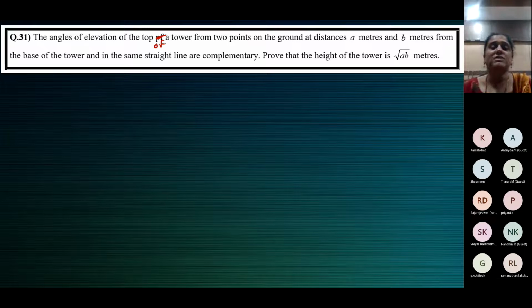If nothing is mentioned, we assume that the 2 points are on the same side of the tower. If they're on the opposite sides, it will be given.